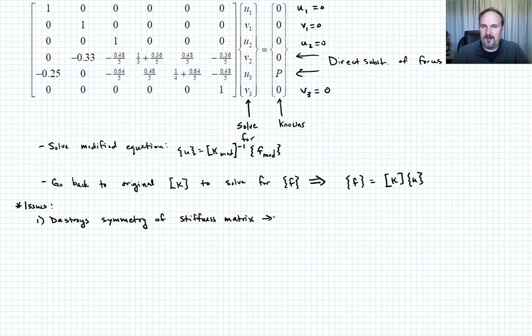That becomes very large. So we like to have symmetric stiffness matrices to reduce the amount of storage that's required. So in this case, we increase the storage space required.